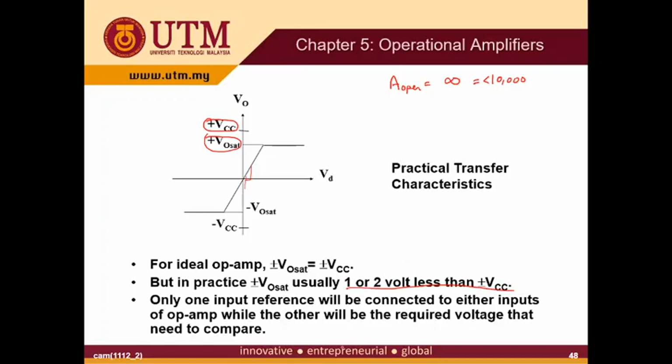But for this subject, you do not need to consider the 1 or 2 volts less than plus VCC. It depends on your question. If the question just gives you plus VCC, you use plus VCC as your maximum value. If the question gives you the V out saturation value, you use that value as your maximum value.